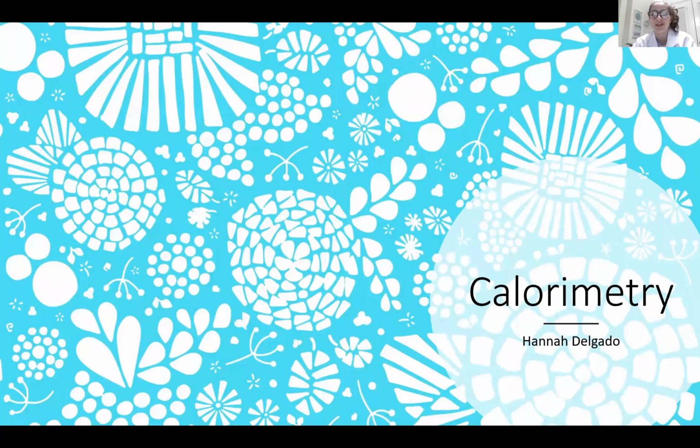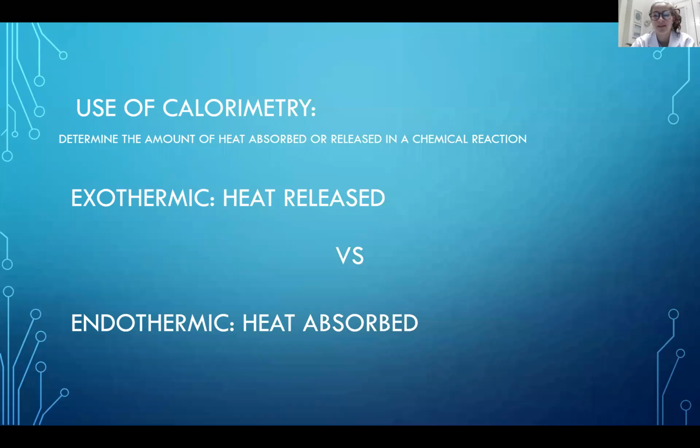Hello, today we'll be talking about calorimetry. Calorimetry is used to determine the amount of heat absorbed or released in a chemical reaction. This change in heat lets us know whether the reaction was exothermic, meaning it released heat to the surroundings, or endothermic, meaning it absorbed heat from the surroundings.